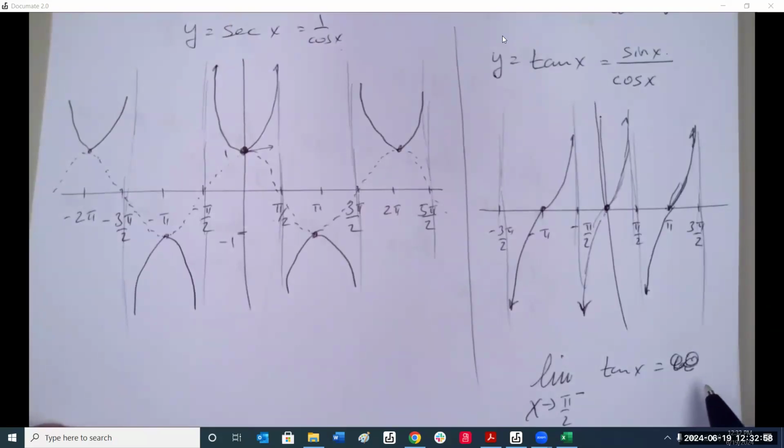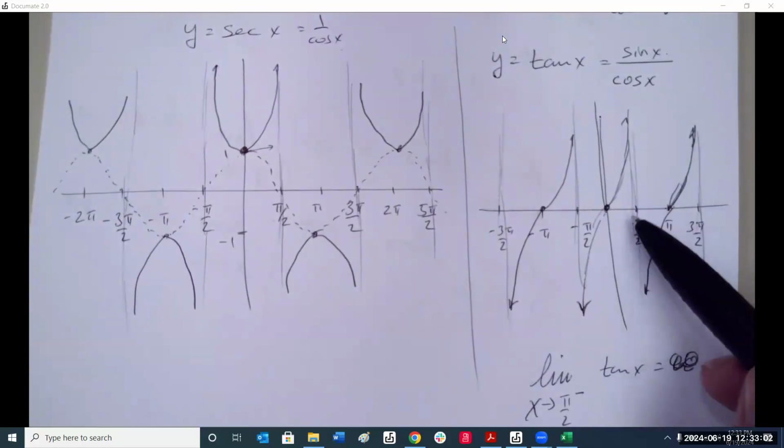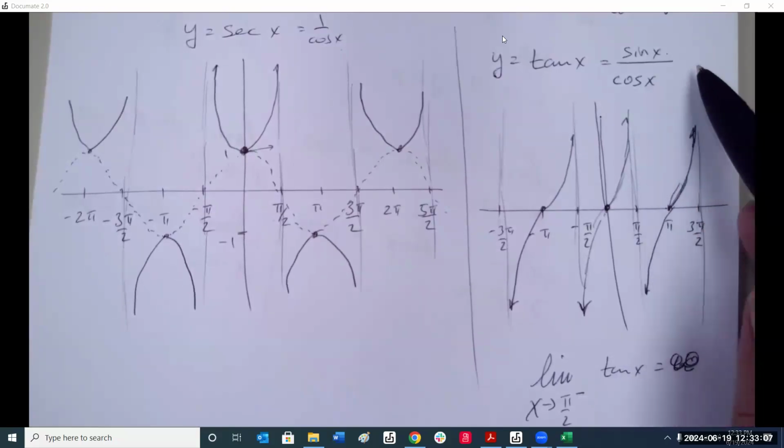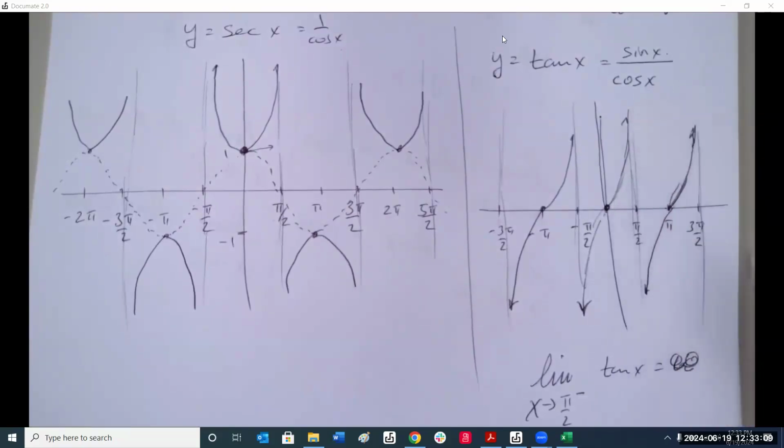Why positive infinity? Because they're both positive. And when you get to pi over 2, cosine becomes 0. So 1 over 0 is infinity. So it's positive infinity.